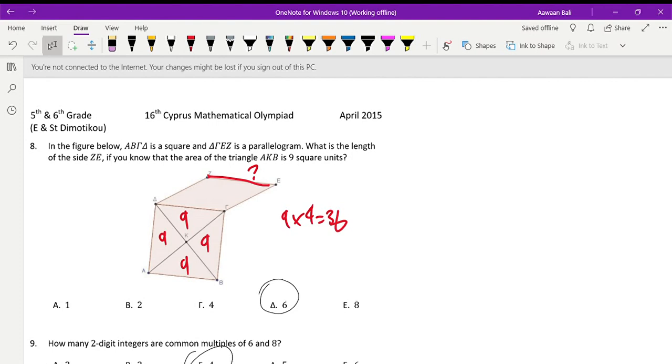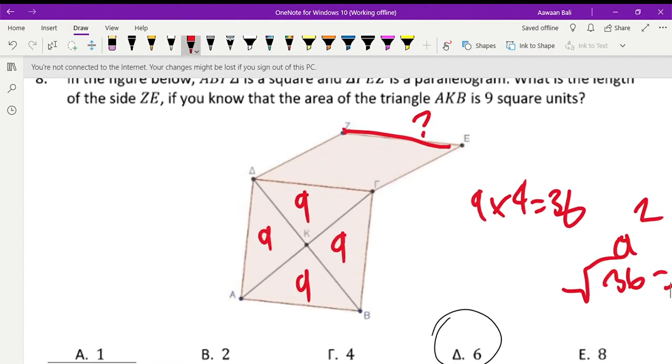Now that means, since a squared, where a is the side of the square, is the area of the square, the opposite of that, when we start from the area to find the side, is the root of the area. So the root of 36 is 6. So we know one side here is 6. That means all the sides are 6.